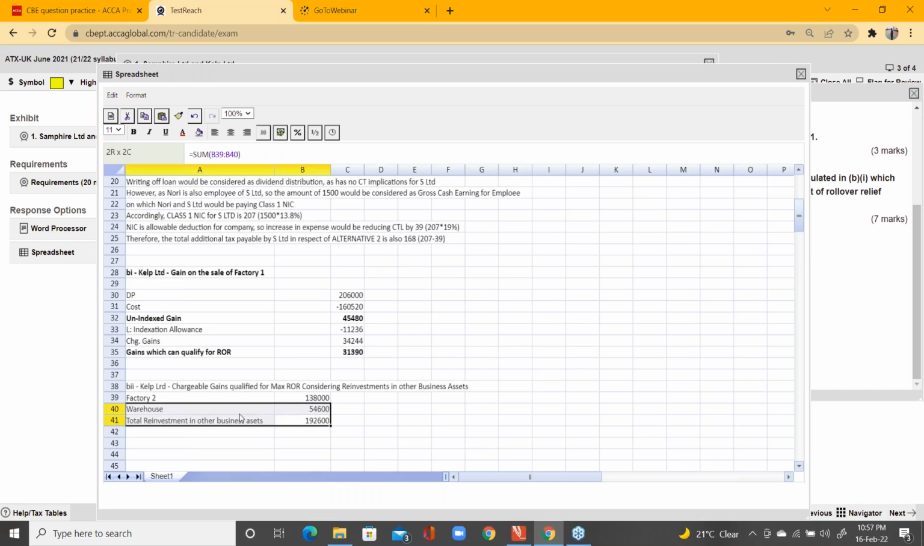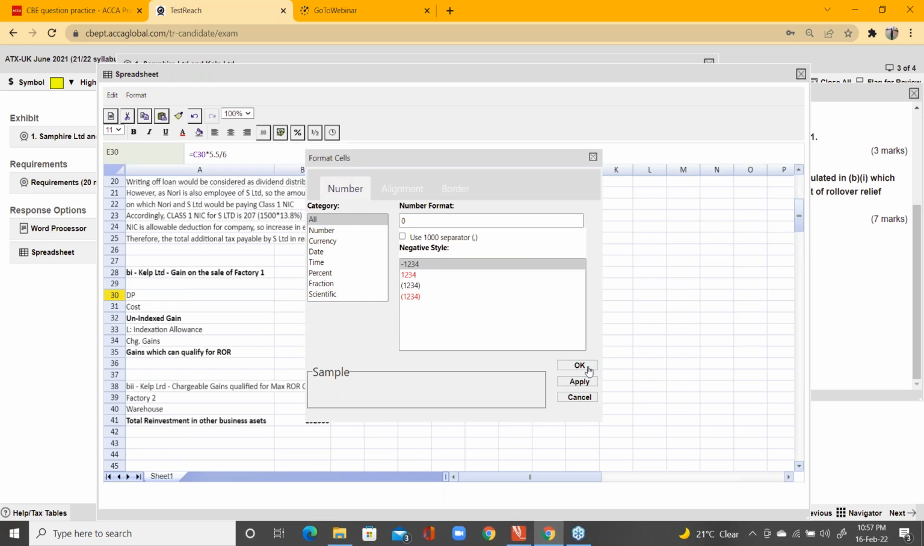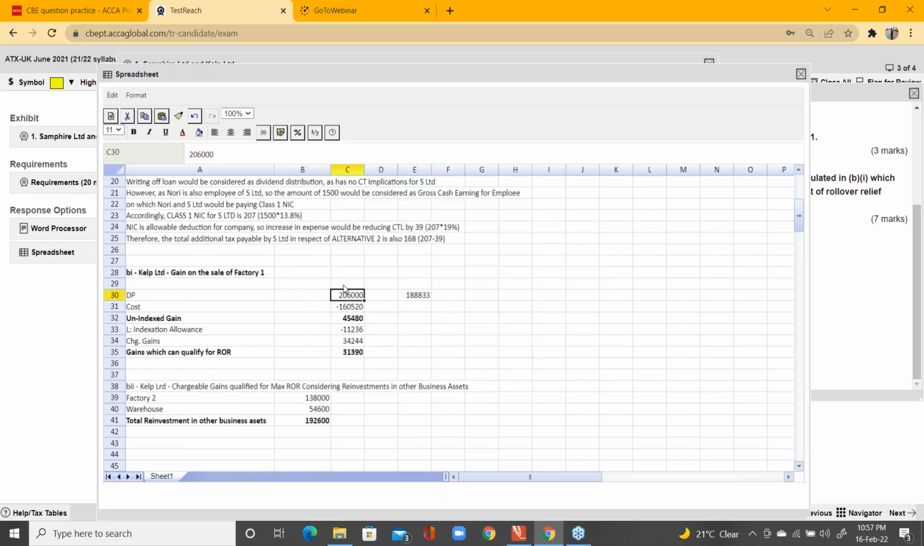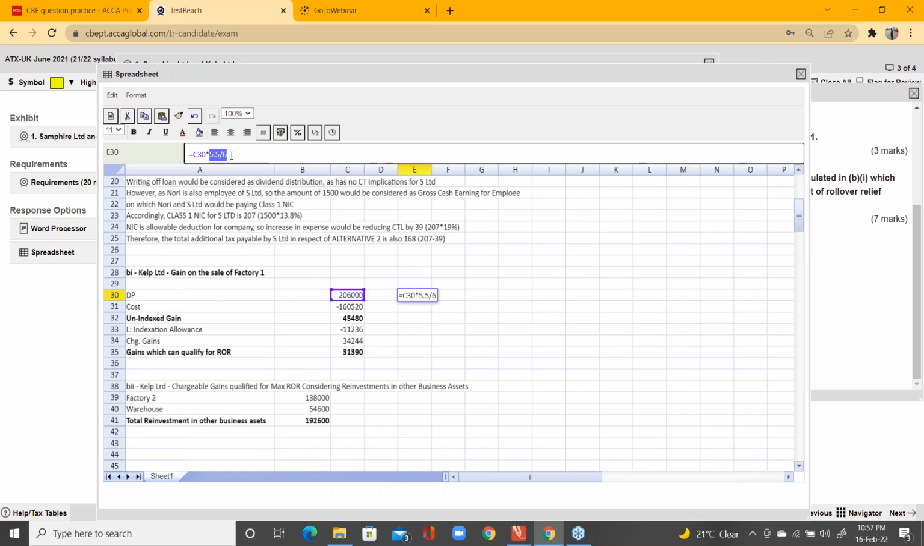This 192,600 in fact is more than the... By the way, if we also check from this value, multiply by 5.5 divided by 6, we are just taking the amount which pertains to the business portion only. An asset sold for 206,000, but that asset was not purely a business asset. Basically we used it for business purposes for 5.5 years from a total of 6 years ownership period.